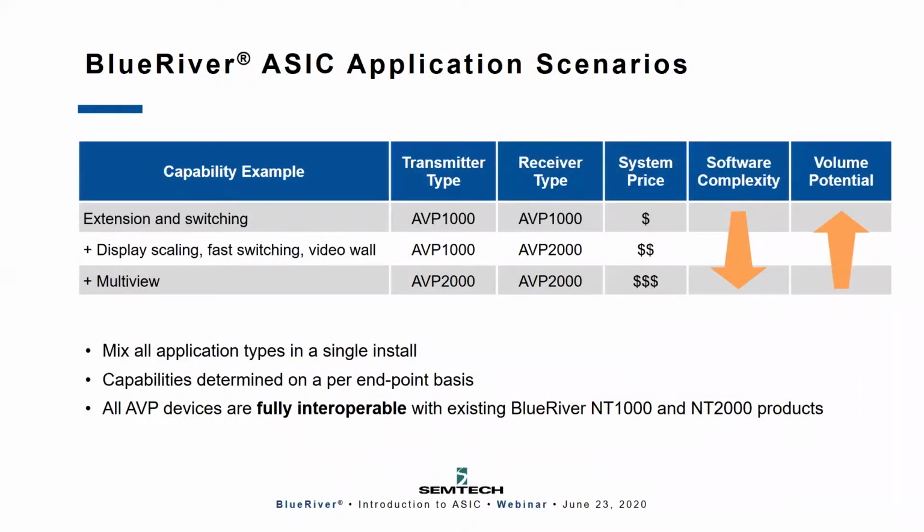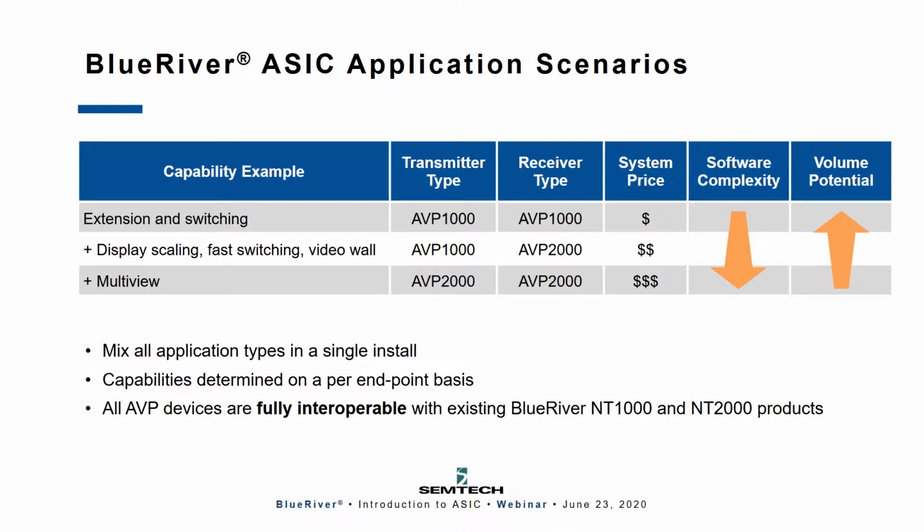Let's look at some different application scenarios. And what we're trying to show here is that you have a choice depending on what your system requirements are. It's not just a case of buying one device to do all. If you really want to keep your system priced down and you don't need any of the more advanced features, for example, you're just replacing a matrix switch to do extension and switching, then the transmitter and the receiver can be AVP 1000 based. And in this case, your software complexity is quite low because all you're doing is basically enabling sources to switch to sinks. And your volume potential here is high because this is the most common use case for doing matrix style switching.